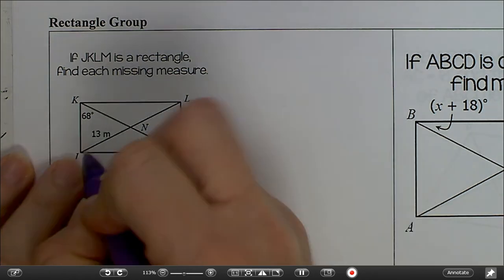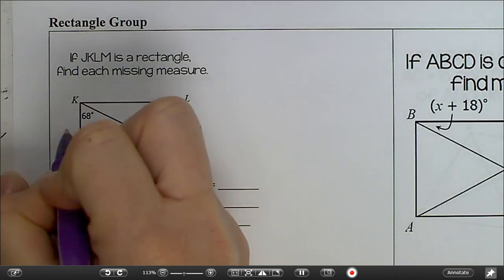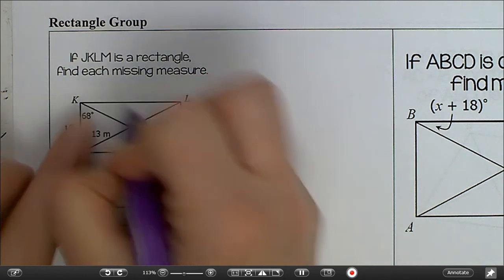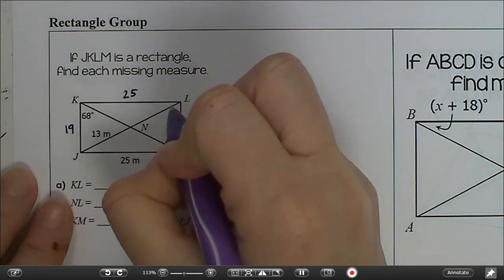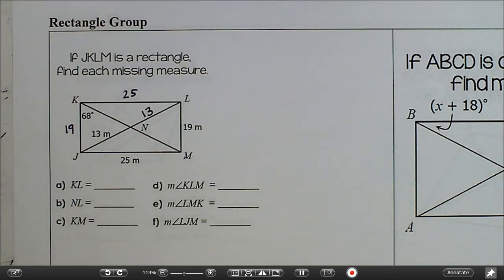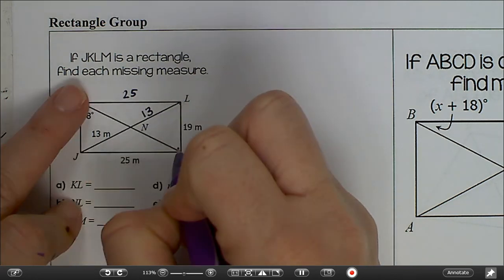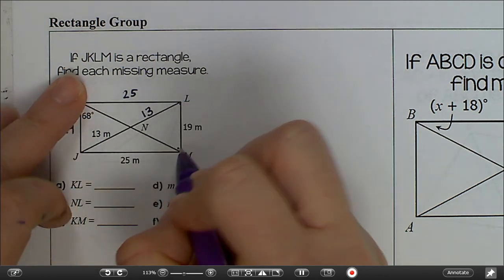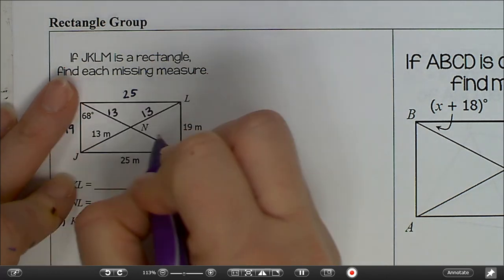Let's start with sides or segment pieces. If LM is 19, the opposite side is 19. JM is 25, so its opposite side is 25. In a parallelogram, diagonals bisect each other. So if this piece is 13, that has to be 13. But since it's a rectangle, these two diagonals have to be congruent. So if this one's 26, adding those together, this one is 26. And since diagonals bisect each other, these are each a half of that. So 13 and 13.